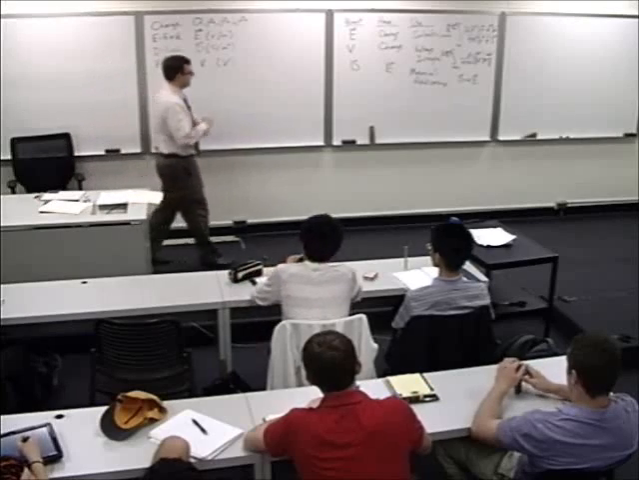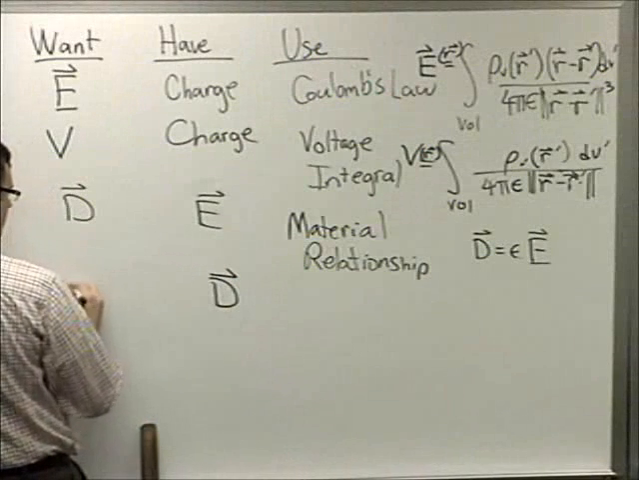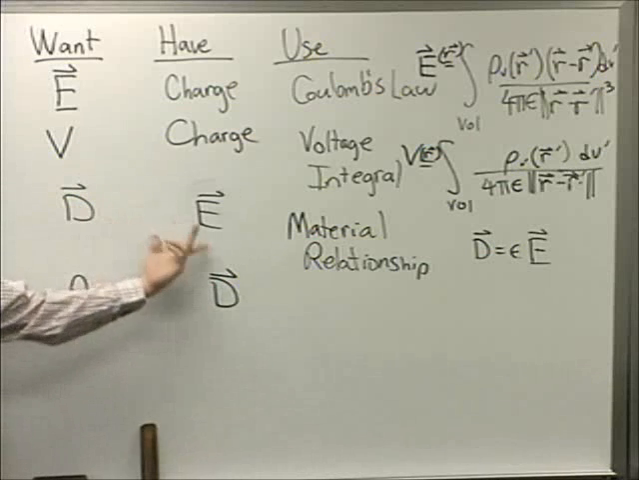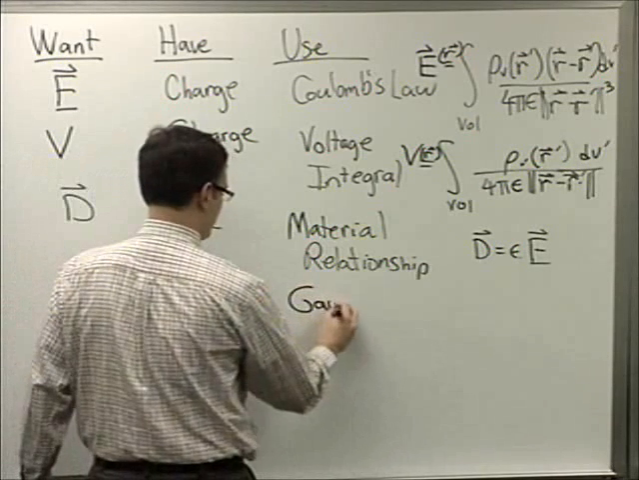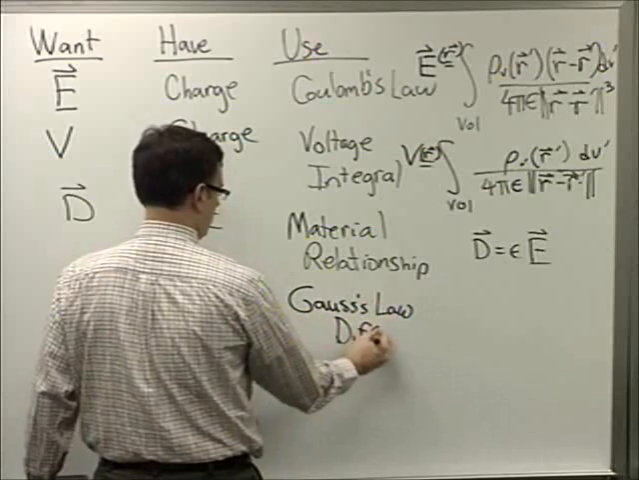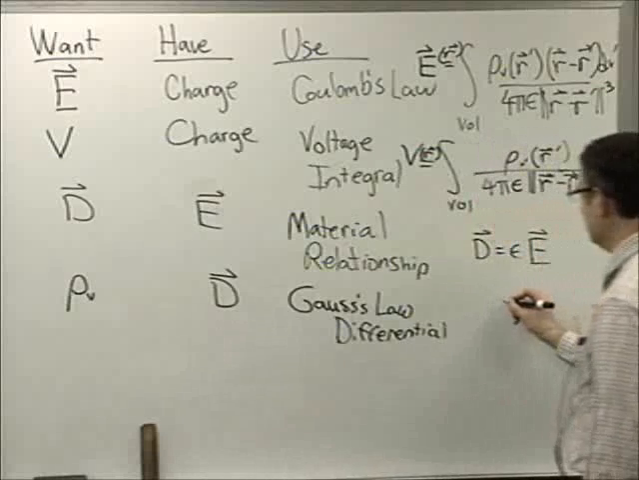So let's see, another thing. If you have the D field and you want the charge, you want to undo Coulomb's relationship. You have E or D, we can switch between those easily, and you want to undo the field solution and figure out what is the charge that made that field. What relationship do you use? Gauss's law in differential form. That's the really nice one. You can use the integral form too, but this is so much easier to remember.